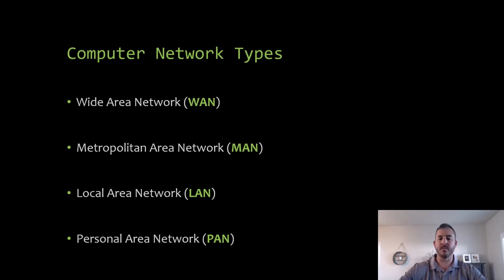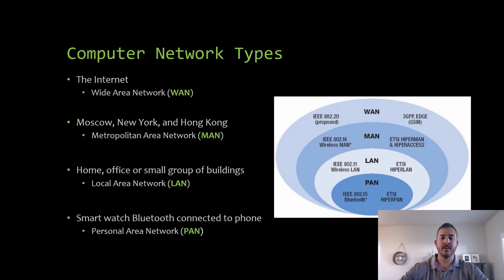There are multiple different network types, and we will discuss four of these: the wide area network, known in the industry as WAN, the metropolitan area network, MAN, the local area network, LAN, and the personal area network. Starting with the WAN, that's the internet. Moving into the metropolitan area network, the MAN, cities such as Moscow, New York, and Hong Kong are now offering free Wi-Fi for all the residents. They find that it helps people stay connected and increases productivity.